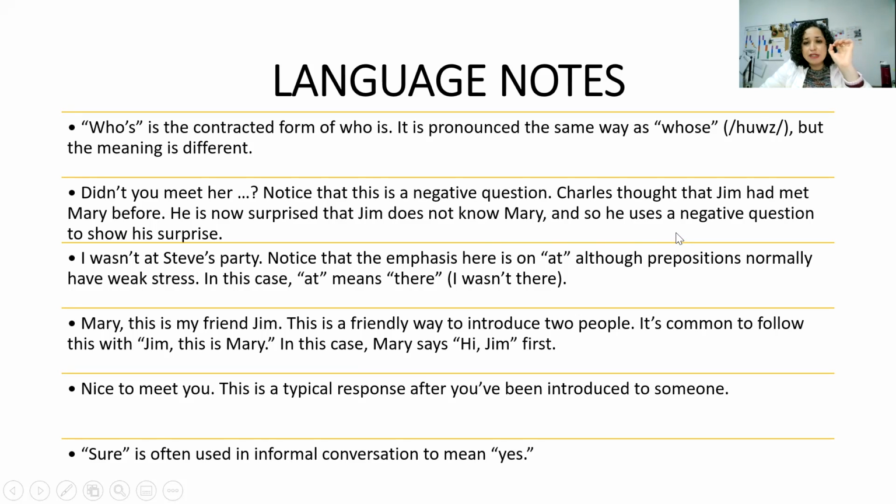Notice that the emphasis here is on at. I wasn't at Steve's party. All the prepositions normally have weak stress. In this case, at means there. I wasn't there. So it's saying, hey, no, I don't know her. I want you to introduce us. That's when it goes, Mary, this is my friend Jim. This is a friendly way to introduce two people.